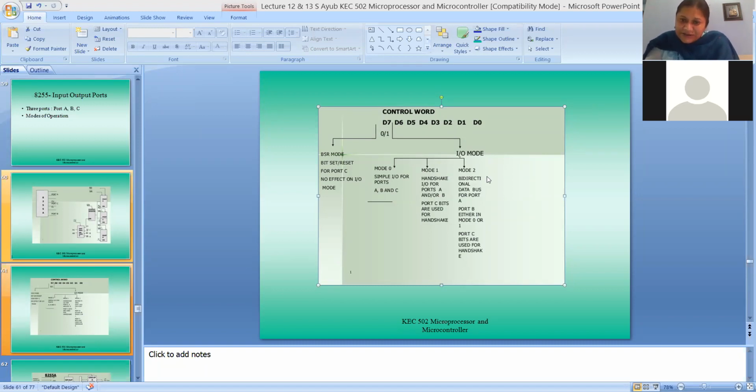Bidirectional means it is used for port A and port B. Port A and port B can be used in bidirectional mode. Bidirectional mode means simultaneously it can be input or simultaneously it can be output, and that is decided by the bits in port C. So we'll see these modes in detail, but the major important is your input output port mode 0.